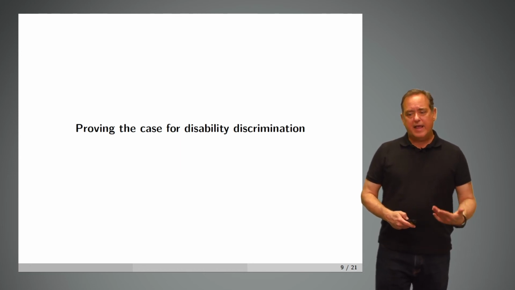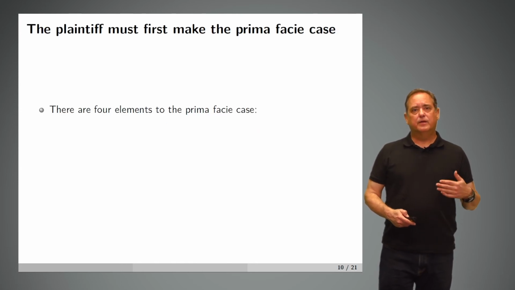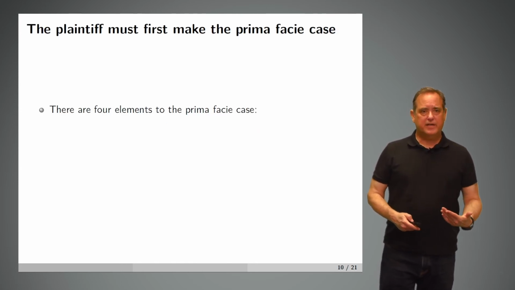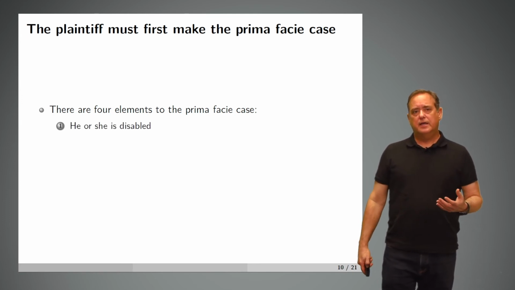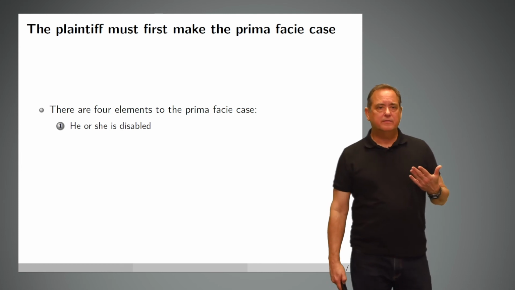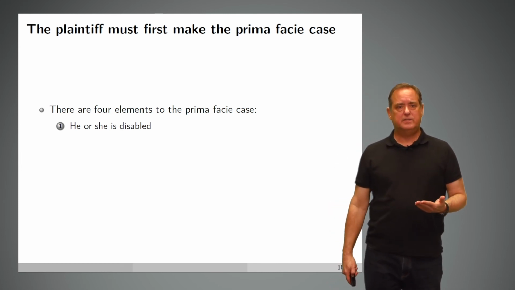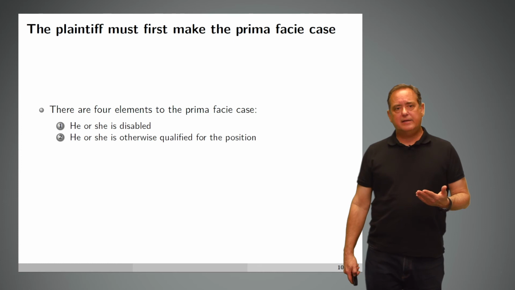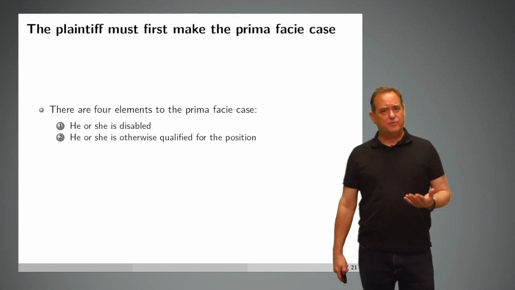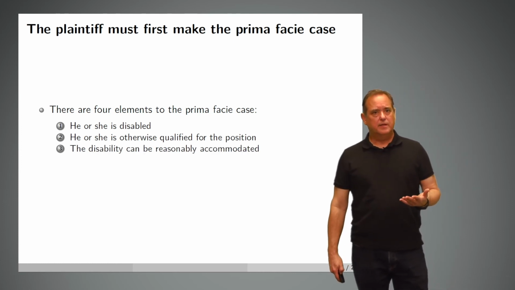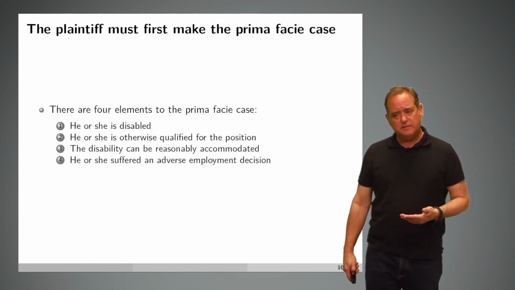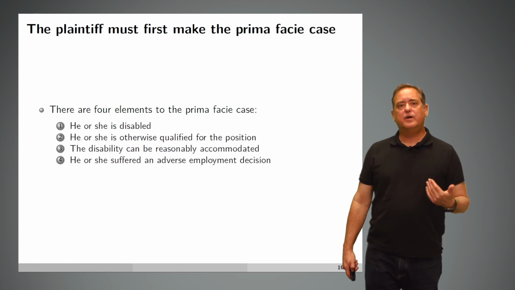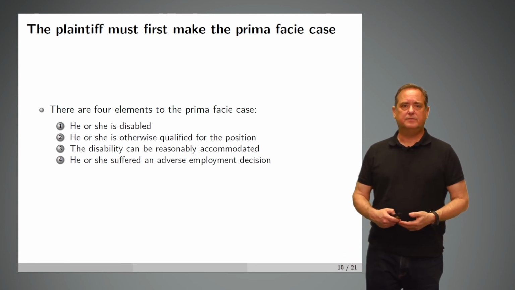How do we prove a case for disability discrimination? Again, we start with a prima facie case. Now, there are 4 elements to the prima facie case. You must establish that he or she is disabled, that he or she is otherwise qualified for the position, that the disability can be reasonably accommodated, and there was an adverse employment decision.